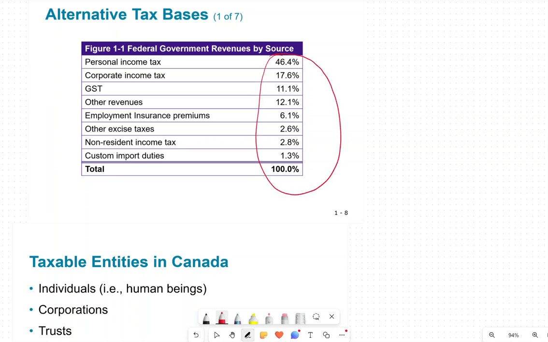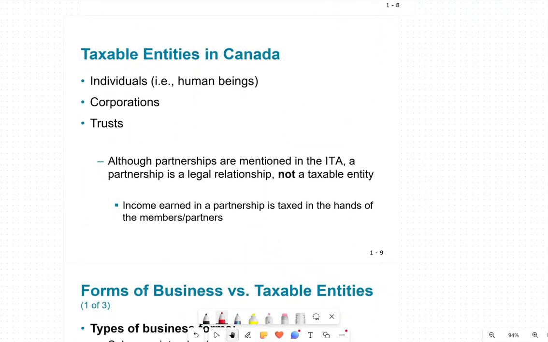So we pay personal taxes. If you're a company, you pay corporate taxes. We have GST, taxes on other revenues, EI, and other excise taxes, non-resident tax, and customs import tax. They're all equal to 100%.